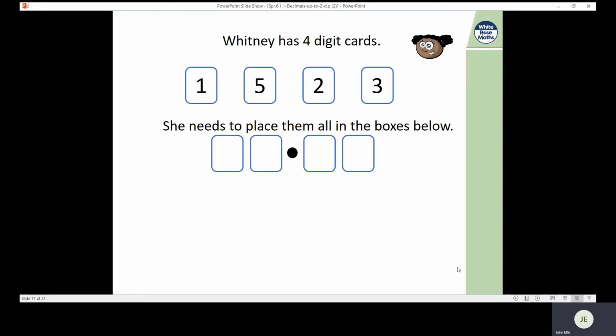What you should notice is that there's a decimal point, which means I'm going to have 2 numbers before the decimal point and 2 numbers after the decimal point. I would like you to make the largest number Whitney can make. You can only use each card one time. So, for example, I couldn't go 2, 2, 2, 2 or 3, 5, 5, 3. That's not possible. I can only use each card one time.